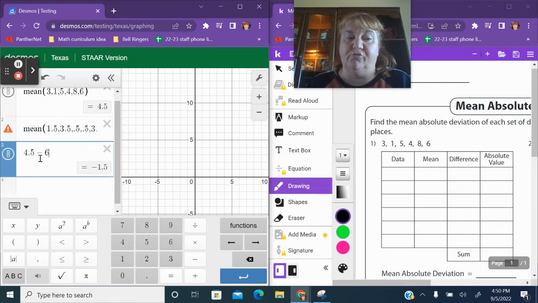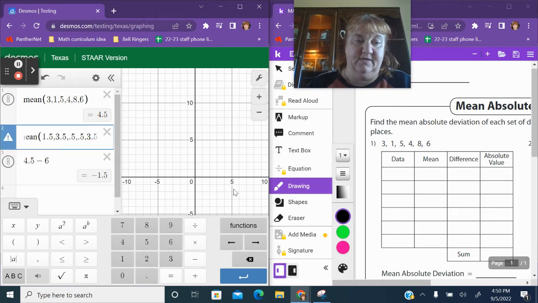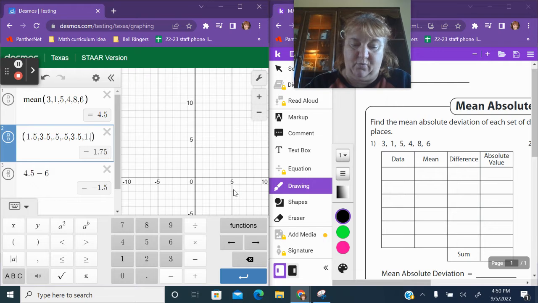We're just subtracting from the mean. And so I get 1.5. So let me put a comma, and then 1.5. And then close my parentheses. And there it is, 1.83.